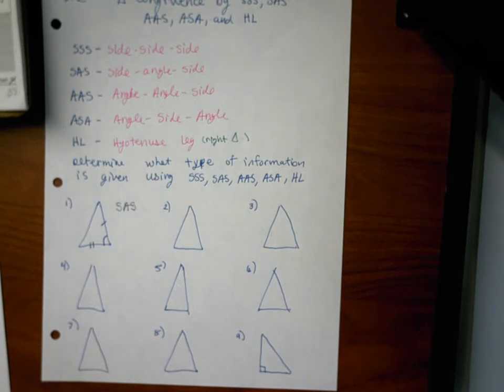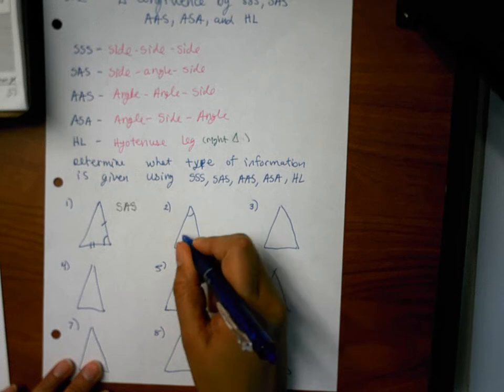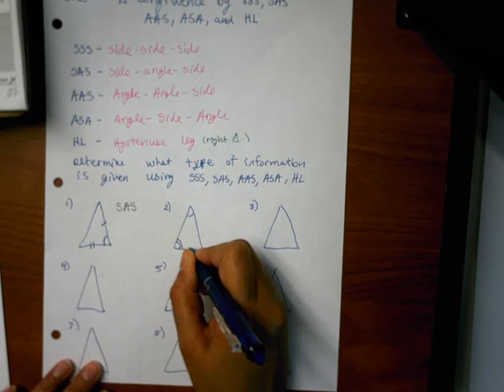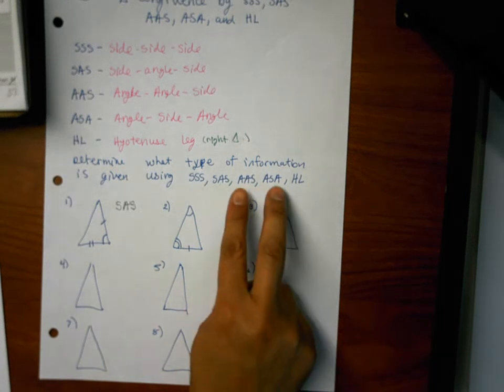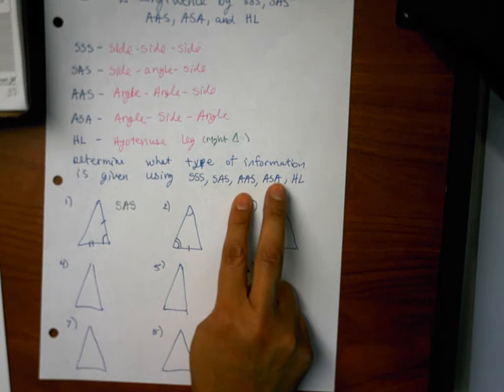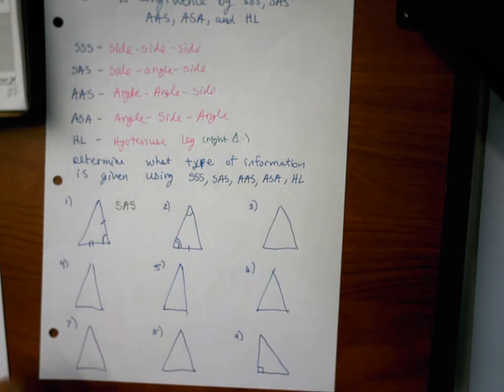All right, next one, let's put some markings in. I'm going to give you this, that, and that marking there. All right, how many angle markings are given? 2. How many side markings? 1. So 2 A's and 1 S. Does that happen once or twice? 2 A's and 1 S.